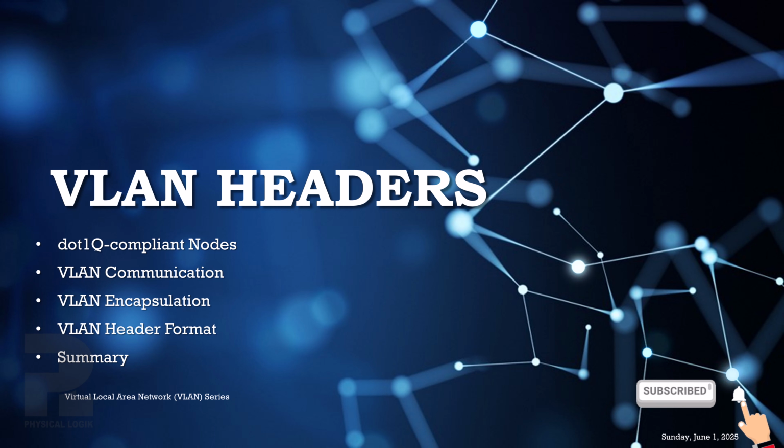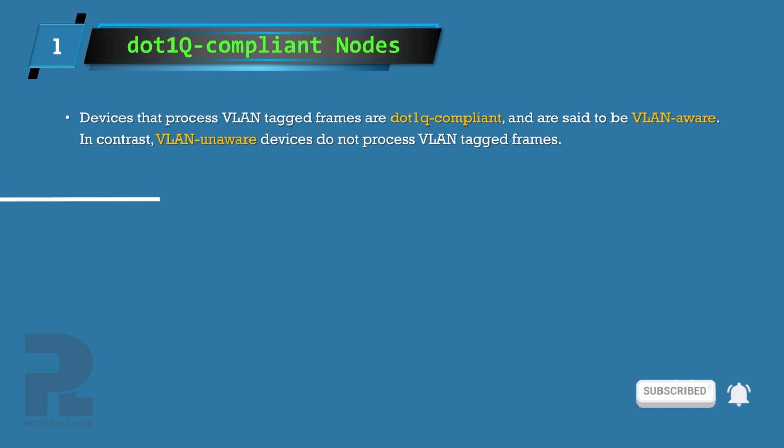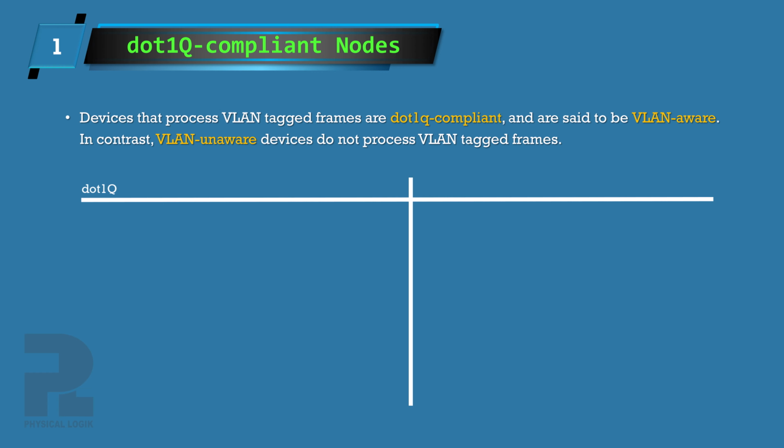Hello guys, we'll talk about VLAN headers and VLAN encapsulation. Generally speaking, network elements that implement the IEEE 802.1q standard are said to be .1q compliant. Consequently, they are referred to as VLAN-aware. In contrast, network elements that neither support VLANs nor process VLAN tagged frames are said to be VLAN-unaware.